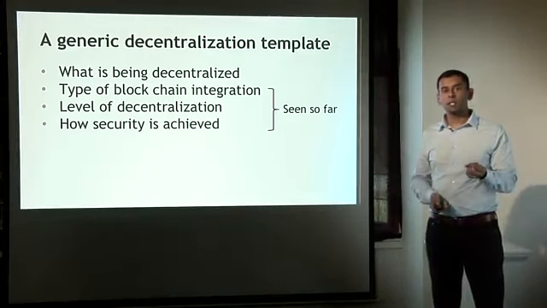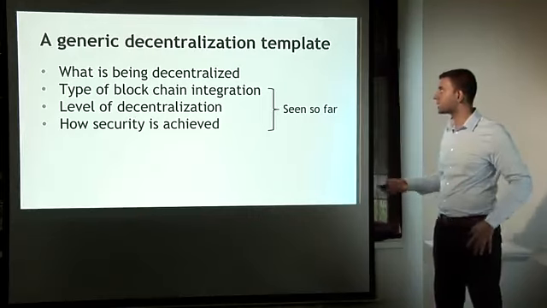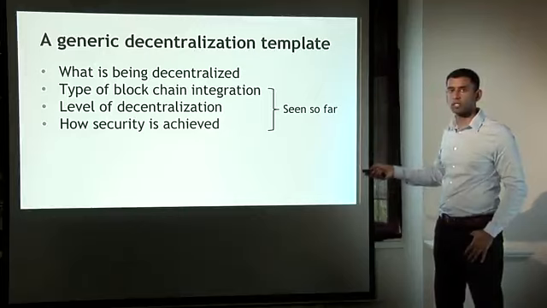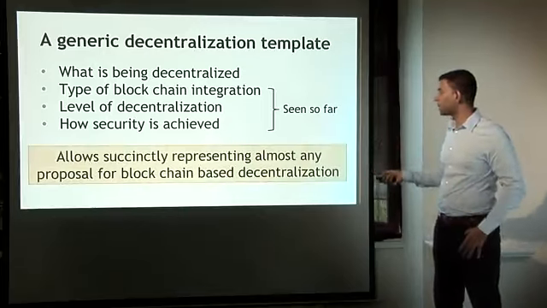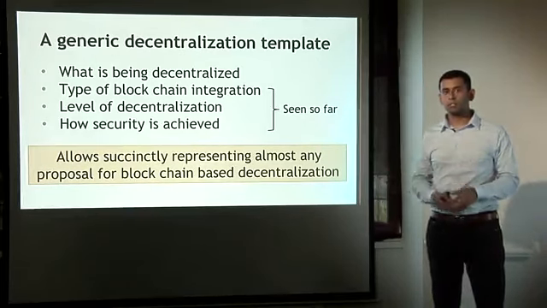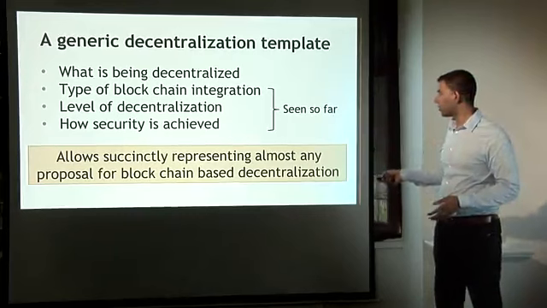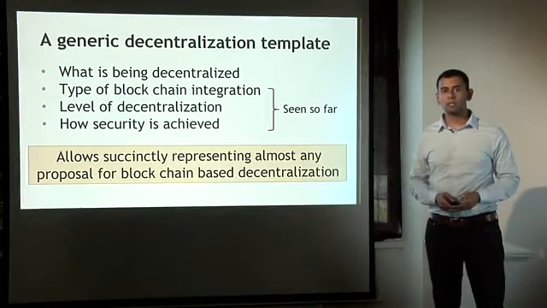So a key point that I want to make in this lecture, and you'll see through the next several slides, is that asking these 4 questions gives you a powerful and generic decentralization template that can be used to understand and succinctly represent almost any of the proposals that you see in the Bitcoin community for blockchain-based decentralization. Let's go ahead and see some examples of this.